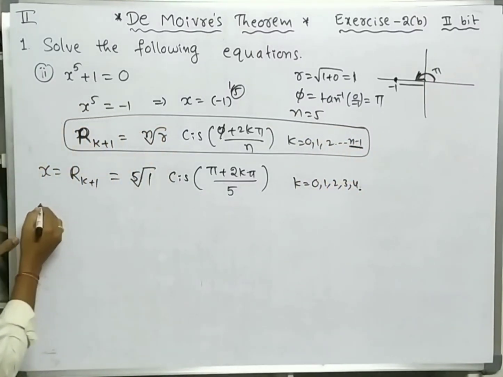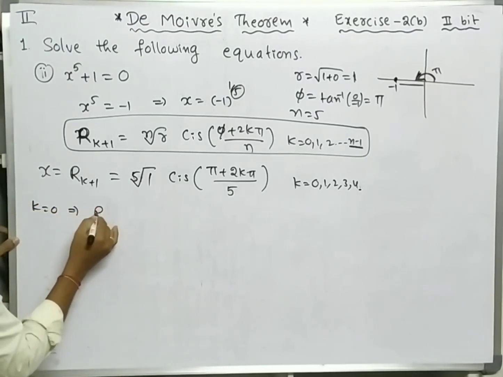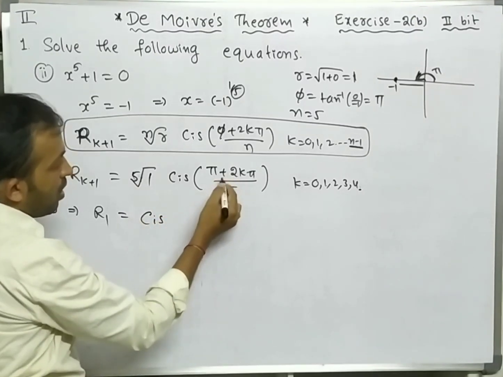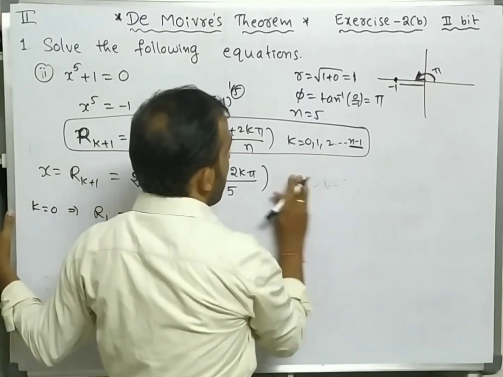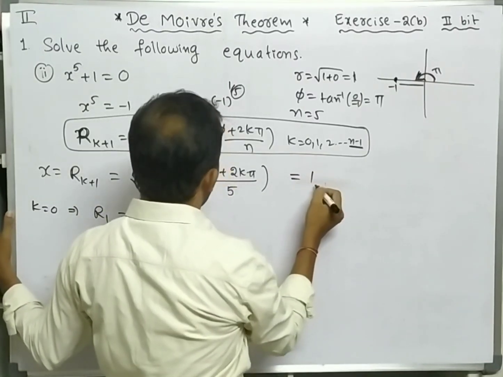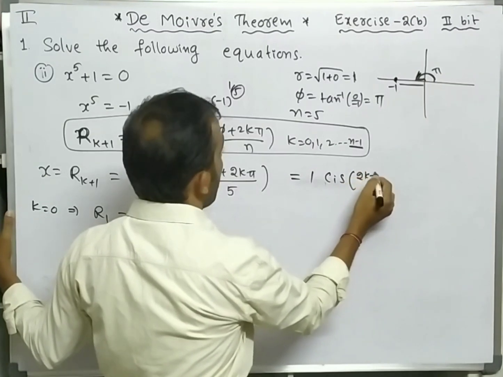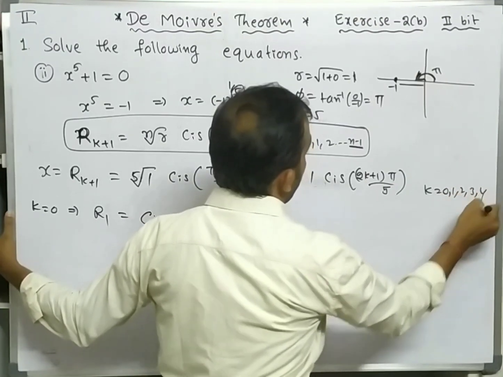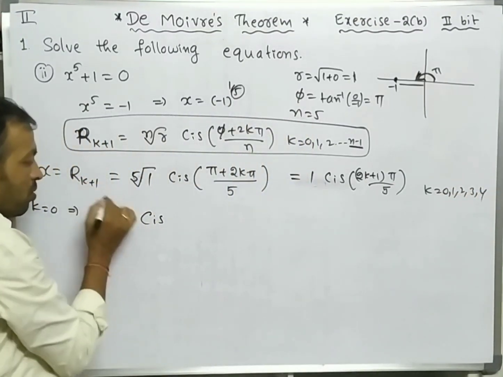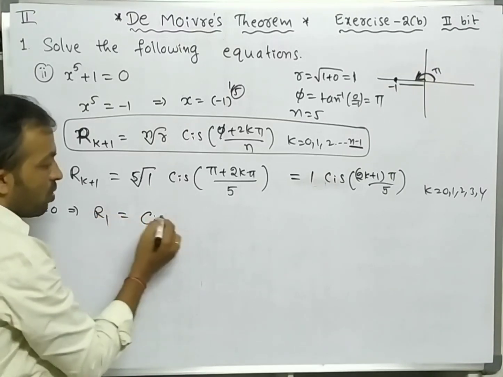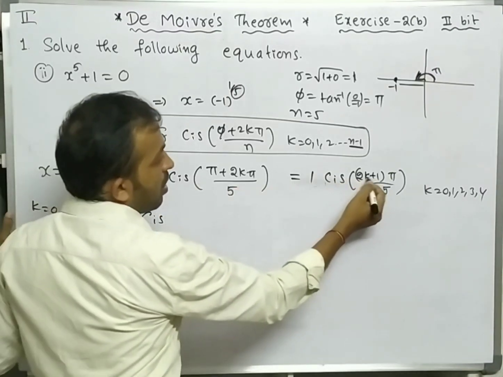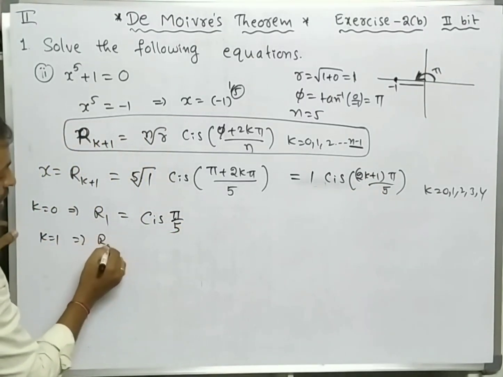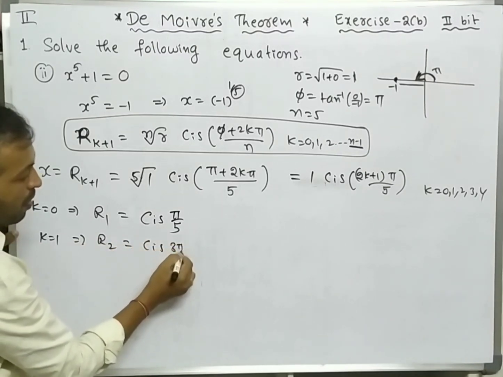Now for the first root, put k is equal to 0. The first root r1 is the fifth root of 1, which is 1, into cis of (2k plus 1) pi by 5, where k is equal to 0, 1, 2, 3, 4. By taking k is equal to 0, you will get r1, the first root, as cis pi by 5. And k is equal to 1, then you will get r2 is equal to cis 3 pi by 5.